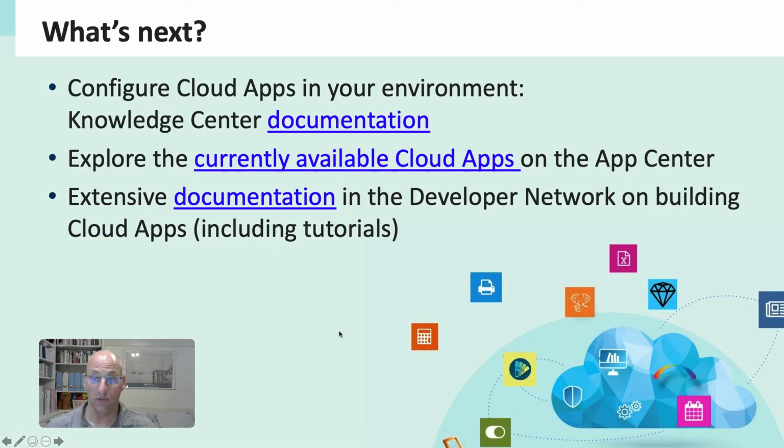What's next? Where do we go from here? Some of the things that I've shown you during this presentation, for example, the currently available Cloud Apps, there's a link here. I mentioned the documentation for building Cloud Apps if you're interested. The first step, though, is to configure Cloud Apps in your environment if they're not already open. If they're already open, then great. If not, there's a link here to the Knowledge Center documentation, which shows how to activate Cloud Apps inside of either your sandbox and or your production environment.